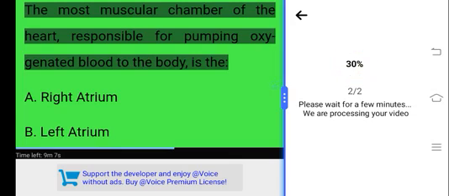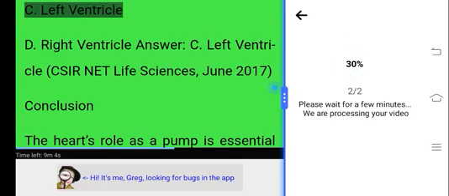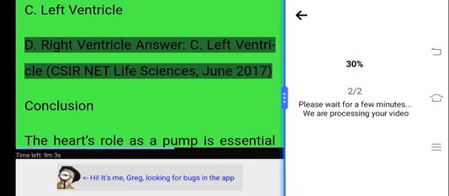The most muscular chamber of the heart, responsible for pumping oxygenated blood to the body, is the: A. Right atrium. B. Left atrium. C. Left ventricle. D. Right ventricle. Answer: C. Left ventricle. CSIR NET Life Sciences, June 2017.